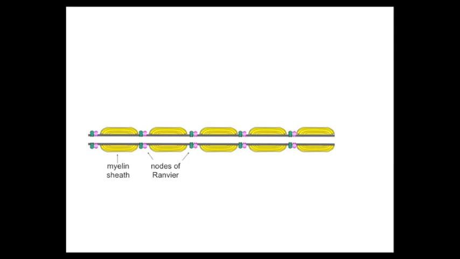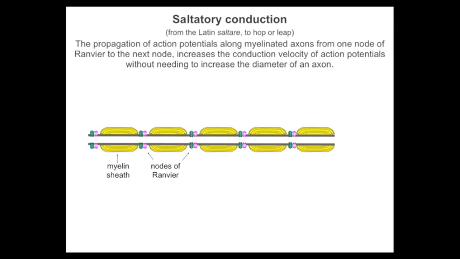So next, let's see how an action potential is propagated down a myelinated axon. First, we generate an action potential at one node. It jumps to the next node. It jumps to the next node. It jumps to the next node, to the next, all the way down the axon. It's sort of like, at least to me, a kangaroo, just hopping from one node to the next, bypassing all of the membrane that contains the myelin sheath. That kind of conduction is called saltatory conduction, from the Latin saltare, to hop or leap.